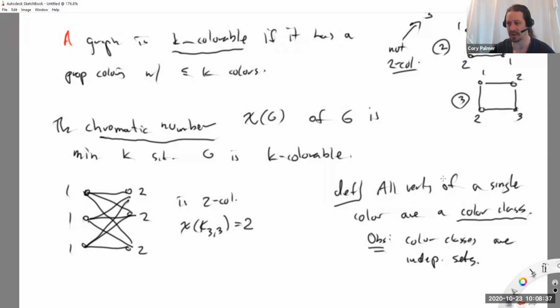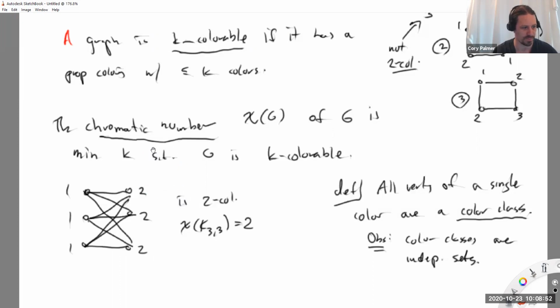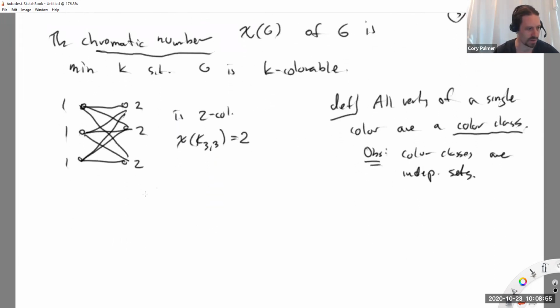That's necessary by the definition of coloring, right? No edge sees the same color on both ends. No vertex is adjacent to a vertex of the same color. So there can be no edge inside of a color class. So the color classes themselves are independent sets. This is a helpful observation in a little bit. Maybe let's look at another example or two here.